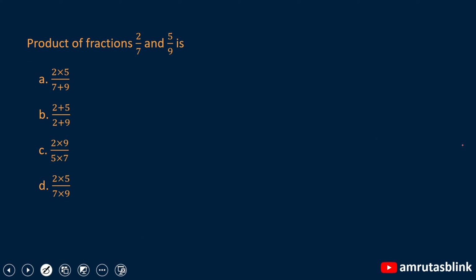Product of fractions 2/7 and 5/9 is. Now here we do not need to calculate the exact answer. If you look at the options, we just need to find the operation, that is the product of fractions 2/7 and 5/9. We know that when we multiply fractions, we multiply numerator by numerator and denominator by denominator. Hence the product of these fractions will be 2 into 5 in the numerator and 7 into 9 in the denominator. That is answer option D.